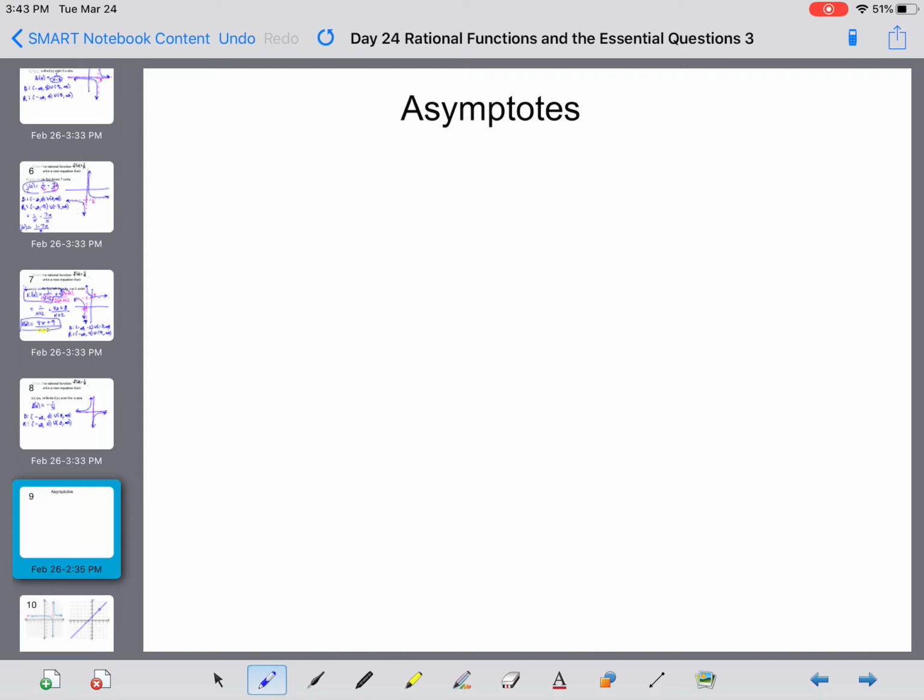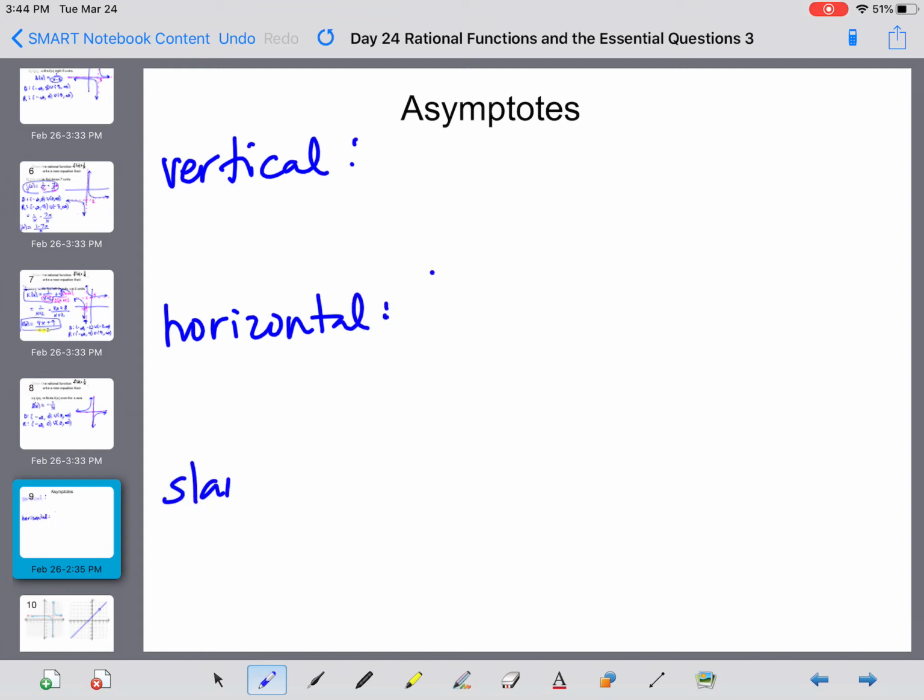All right, this whole time we've been leading up to the idea of these crazy things called asymptotes. So what an asymptote is, it means you get really, really close to a value, but you never actually reach that number. So rational functions have technically 3 types of asymptotes. You can have a vertical asymptote. You can have a horizontal asymptote. Or you can have a slant, or sometimes it's referred to as an oblique asymptote. These are the 3 types of asymptotes that you're going to see with rational functions.